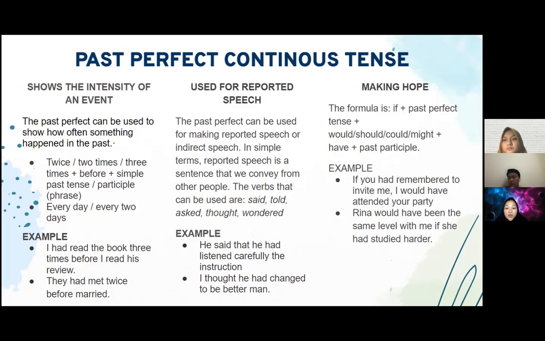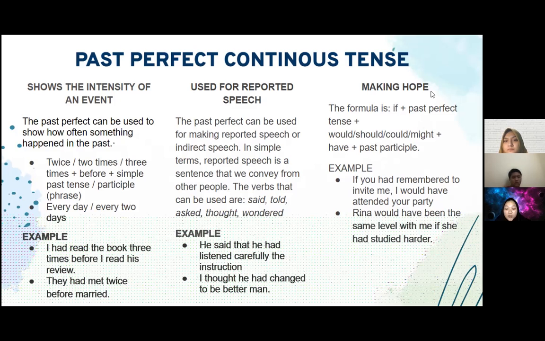And so, in the last, making hope, the formula is if plus past perfect tense plus would or should or could or might plus have and plus past participle. Example: if you had remembered to invite me, I would have attended your party. Now would have been the same level with me if they had studied harder.